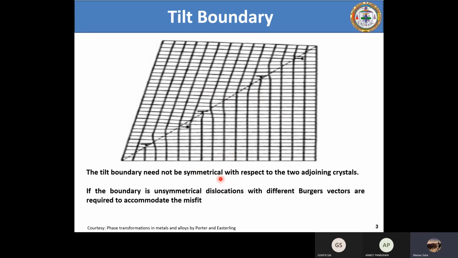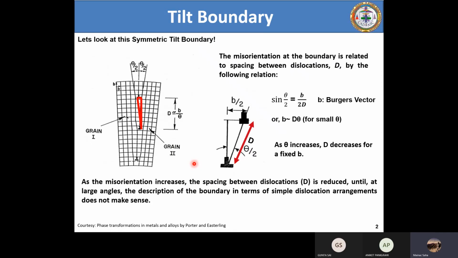Or for your level, I will explain it in a simpler way. If you look at this diagram, here it is not exactly theta by 2. In this case it is theta by 2, and as a result, we call it a symmetric tilt boundary. But in an asymmetric tilt boundary, this angle is equal to theta 1 and this angle is equal to theta 2, and theta 1 and theta 2 are not equal. That's the reason why it is asymmetric. So how do we define an asymmetric tilt boundary?